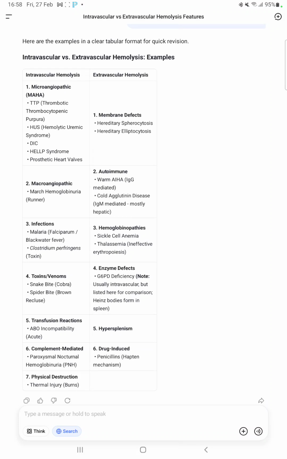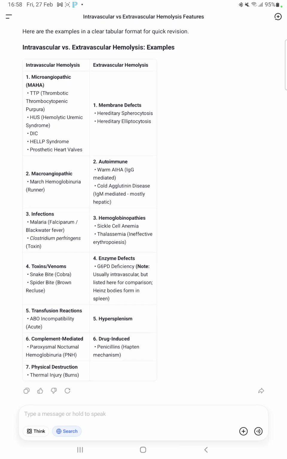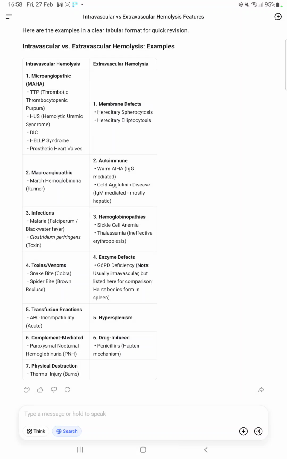Paroxysmal nocturnal hemoglobinuria is an intracorpuscular defect. But generally, all the intracorpuscular defects show extravascular hemolysis, but this is an exception. Extravascular hemolysis is seen, as I said, in all the intracorpuscular defects, so membrane defects, autoimmune hemolytic anemia. So warm autoimmune hemolytic anemia and cold agglutinin disease show extravascular hemolysis. On the other hand, paroxysmal cold hemoglobinuria shows intravascular hemolysis. Hemoglobinopathies like sickle cell anemia, thalassemia, and enzyme defects like G6PD deficiency and pyruvate kinase defect show extravascular hemolysis. Similarly, atypical HUS also shows intravascular hemolysis.